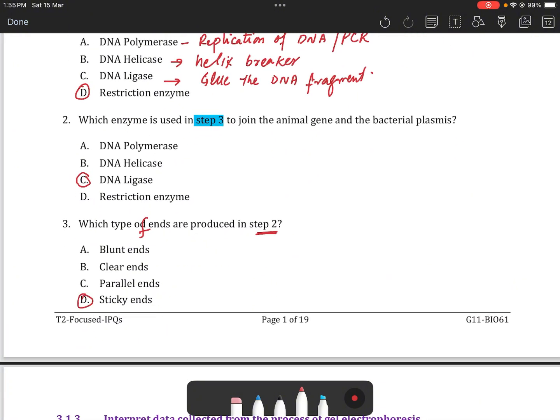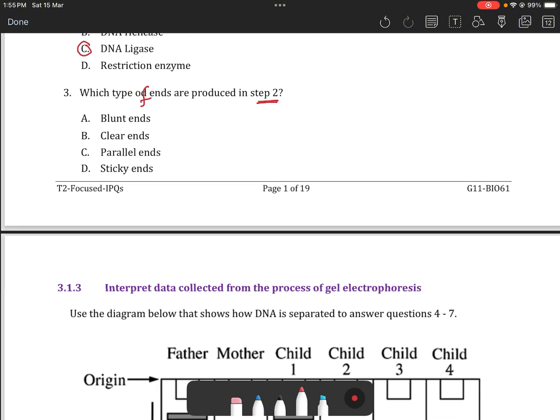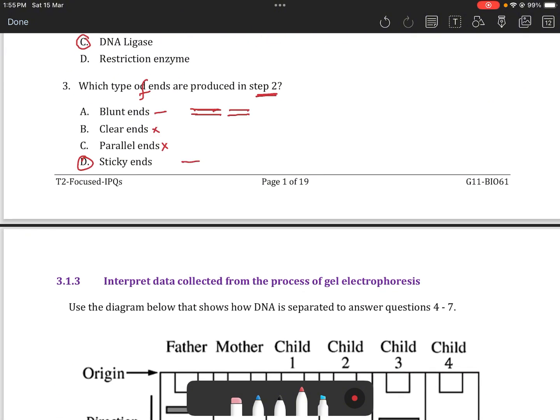So the answer is sticky. We didn't study parallel ends or clear ends, we only studied blunt ends. When the ends look like this, they are 100% parallel, equal. This is how blunt ends look, while sticky ends look like this: one long, one short, and then one short, one long, like this.